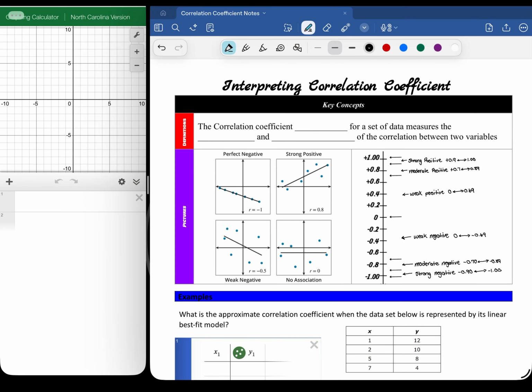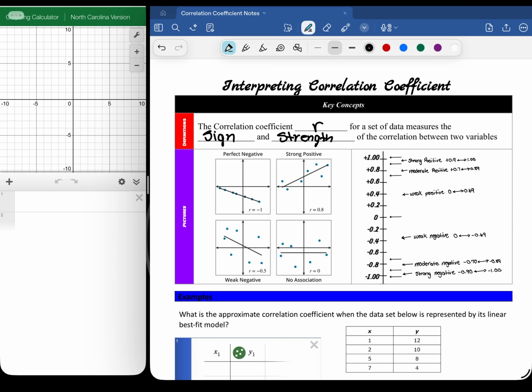All right, class. So today we're going to be looking at interpreting the correlation coefficient. The correlation coefficient is the r value for the set of data that measures the sign and the strength of the correlation between two variables. Now, the correlation coefficient is a number that we're going to be finding that falls in between +1 and -1.